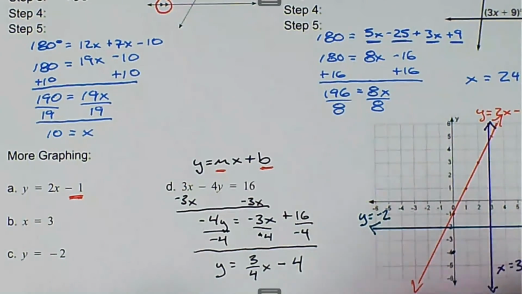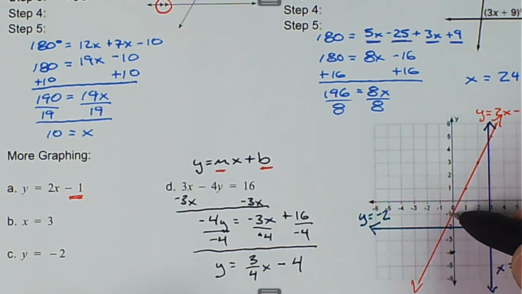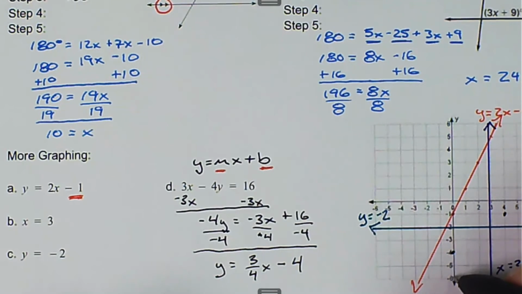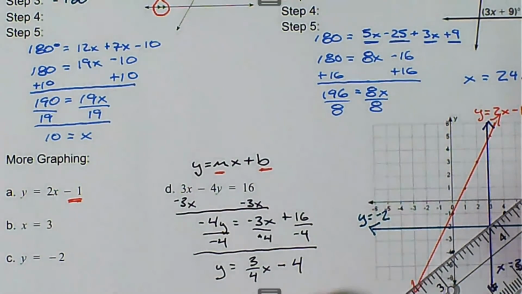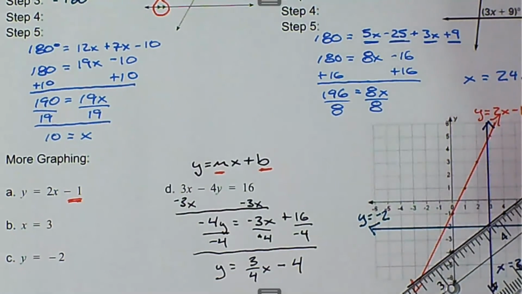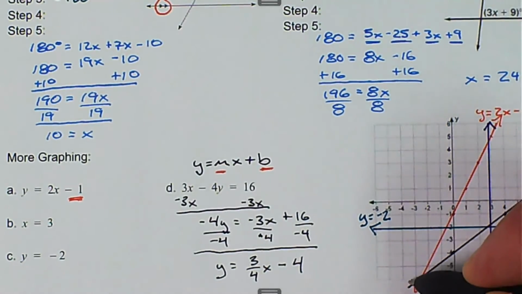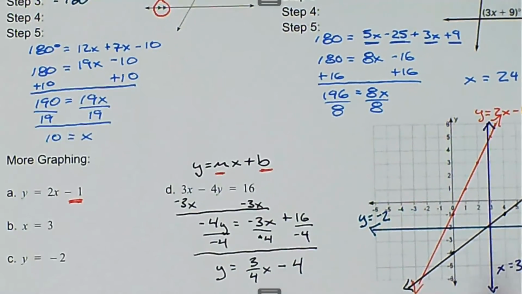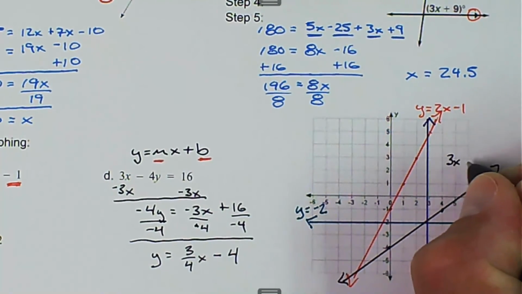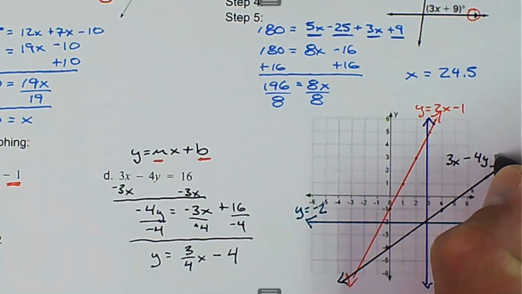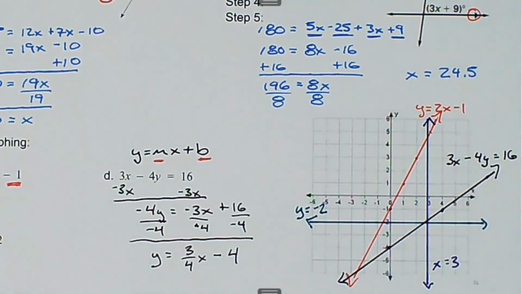So here's -4, and then our slope is up 3, 1, 2, 3 over 4: 1, 2, 3, 4. And we're off the map in both directions, so we'll just connect these two dots. And then we will have it drawn. And that is the equation 3x minus 4y is equal to 16.